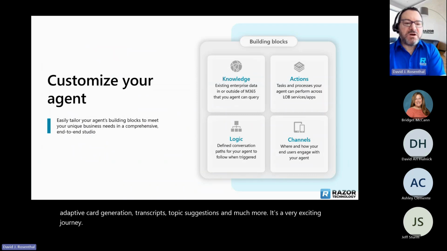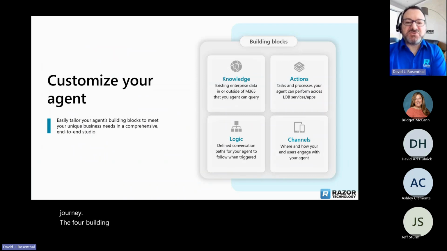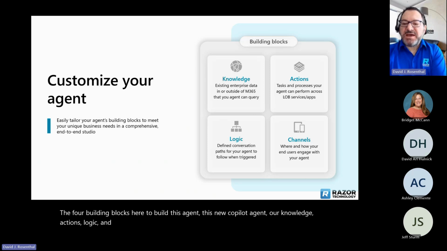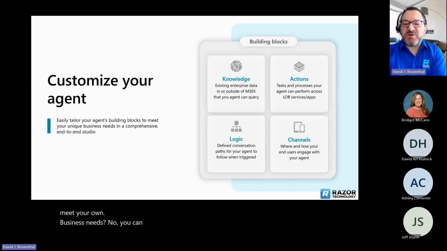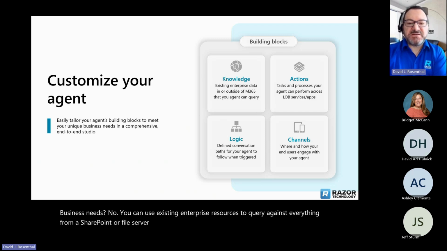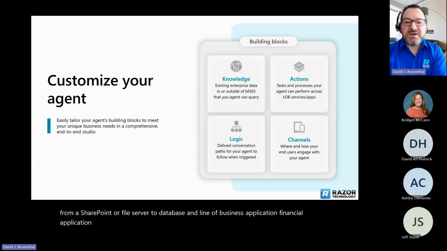The four building blocks here to build this new Copilot agent are knowledge, actions, logic, and channels. And so Copilot Studio can tailor each of these building blocks to meet your own business needs. You can use existing enterprise resources to query against, everything from SharePoint or file server to database and line of business application, financial application, ERP, supply chain.